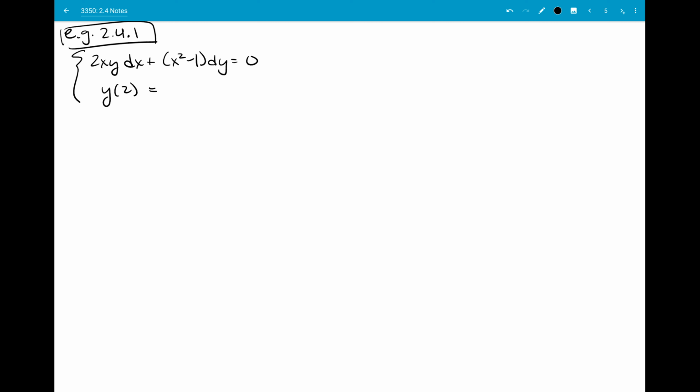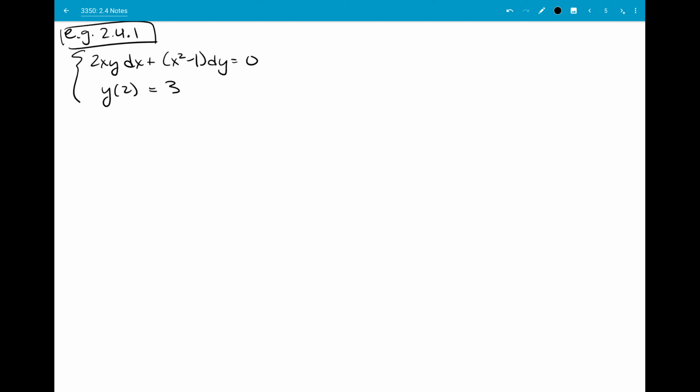This is going to be an example from your book. It's going to be from section 2.4, and it's going to be just problem 1. And we're given an initial value problem. It's 2xy dx plus (x squared minus 1) dy equal to 0. And we're given the initial condition, y of 2 is equal to 3.